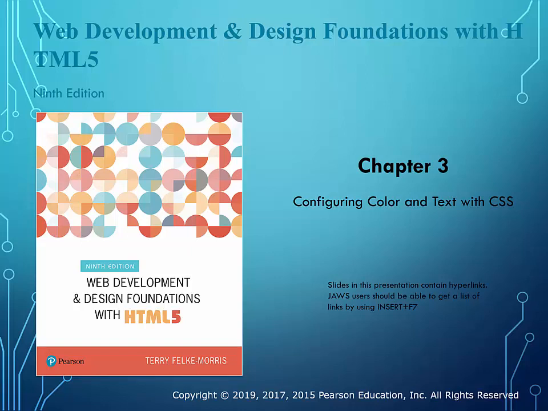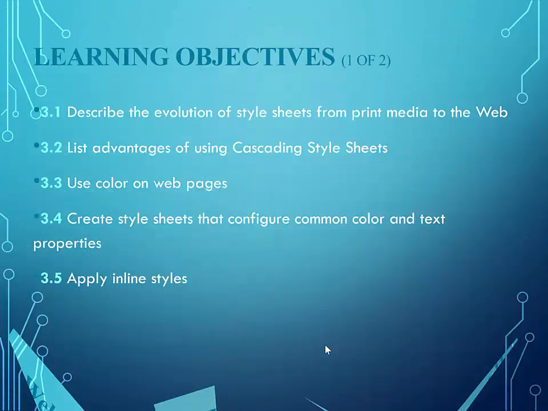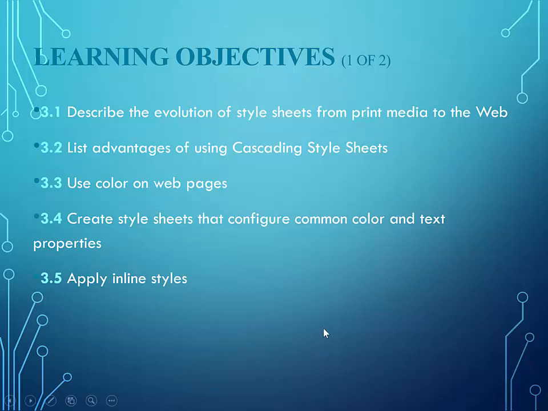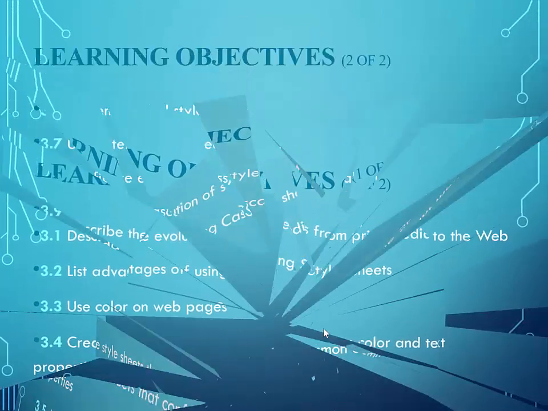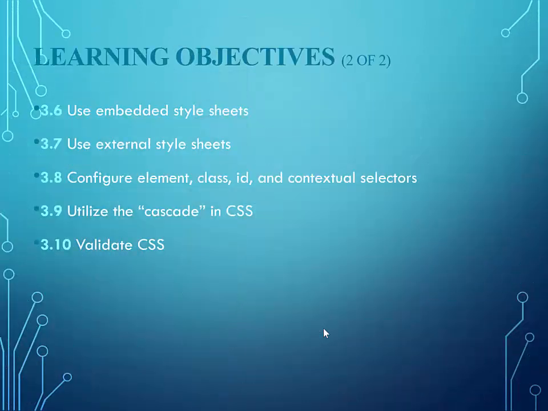This is Chapter 3 on Configuring Color and Text with CSS in the Web Development book. Lots of things we're going to learn here, including the evolution of style sheets, advantages of style sheets, how to use color on a web page, creating style sheets, applying inline styles, applying embedded styles, using external styles, configuring elements, classes, IDs for contextual selectors, using the cascade, and validating style sheets.